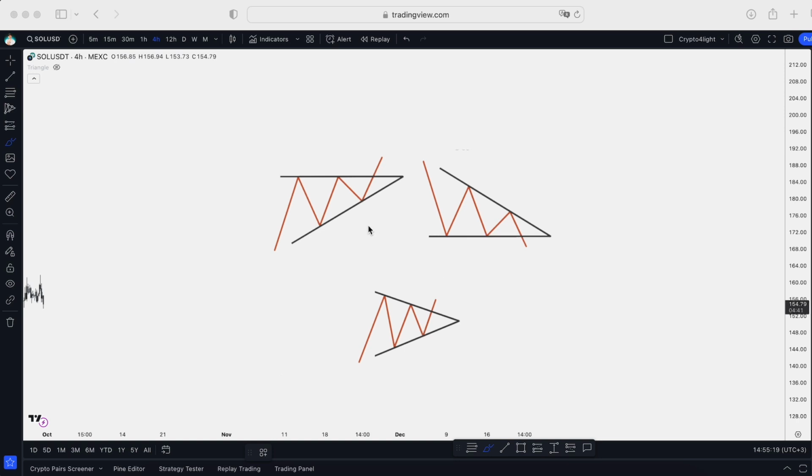And I always recommend you go to Investopedia. If you have any question about the financial markets, you can go to Investopedia. It's totally free. So this is how the 3 triangles look like.